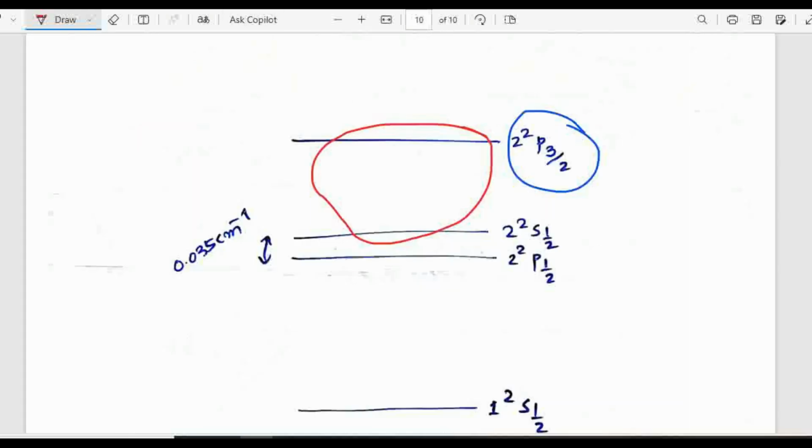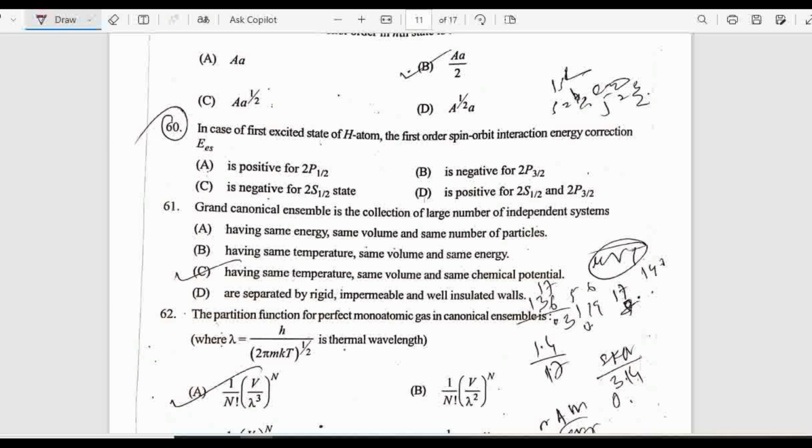But remember that this question cannot be answered only by considering the spin orbit interaction. To answer this question, we have to take into account the fine structure splitting along with the Lamb shift. Also notice that the fine structure splitting is nothing but the addition of two interactions, that is spin orbit interaction and quantum mechanical relativistic correction. By considering these two effects, we can answer this question.